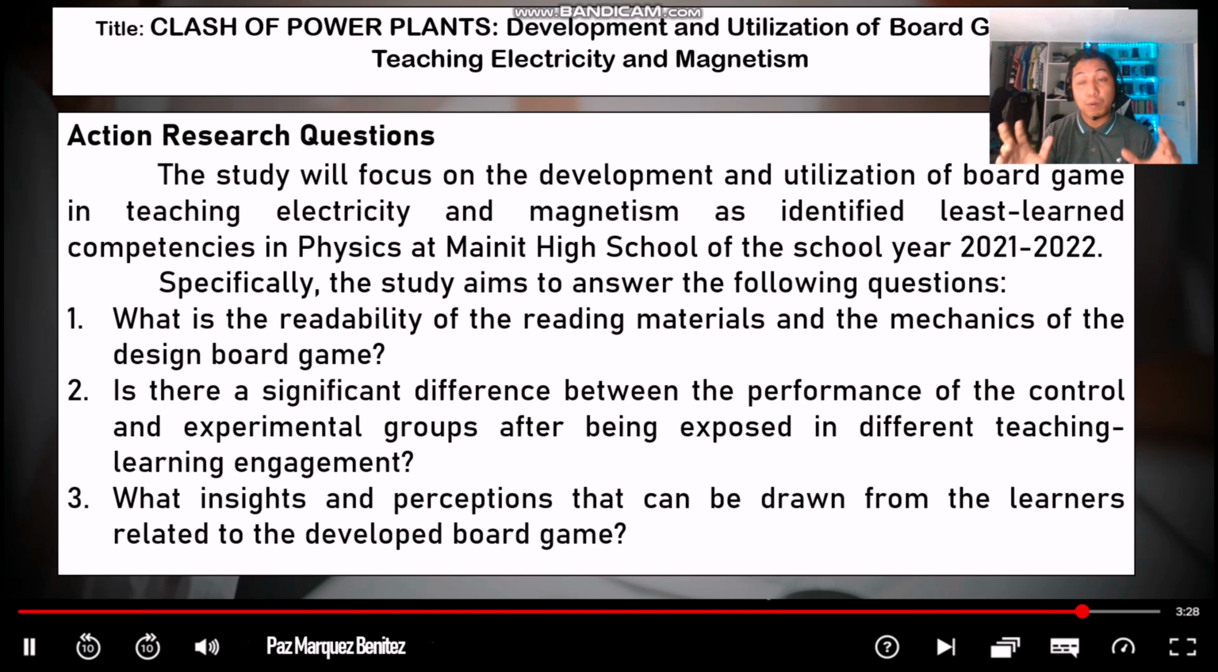However, this is just a proposal. Okay? Along the way, our research questions will change. It depends on the available data that we can get. Sometimes questions will be added, sometimes we will fall short. So therefore, do not complicate your action research proposal's questions.